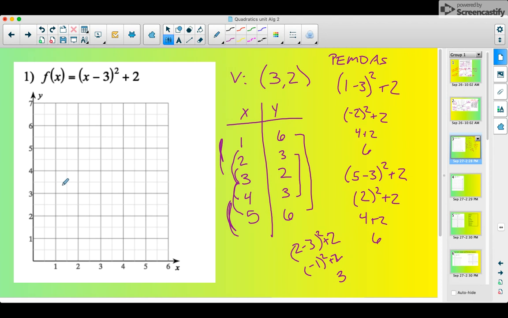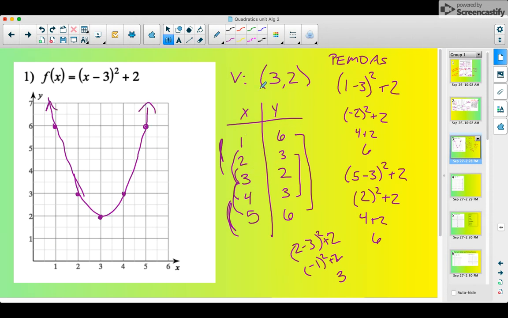Once I've got my 5 points, I am ready to graph. So 3, 2 is the vertex. Now, when you graph these, you don't want it to be straight lines, because it's not a straight line, it's kind of a U shape. So make sure to give it a little bit of a U shape there.